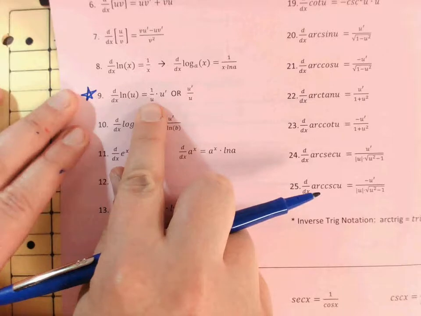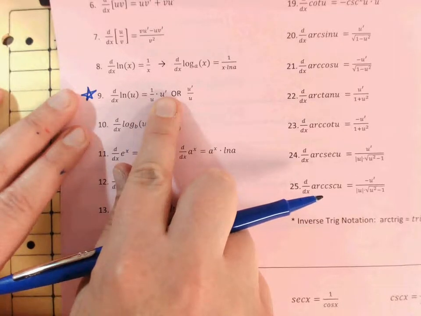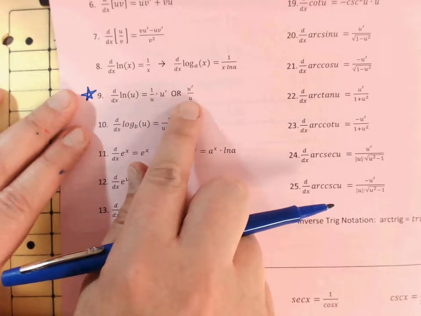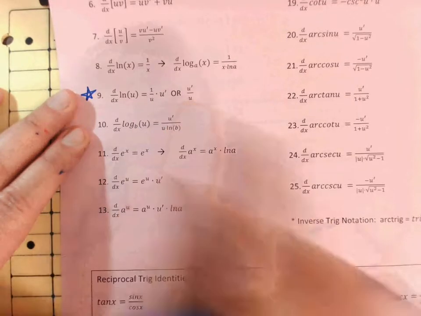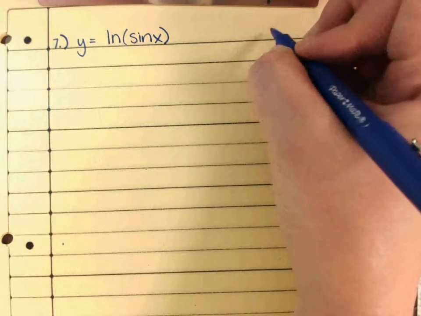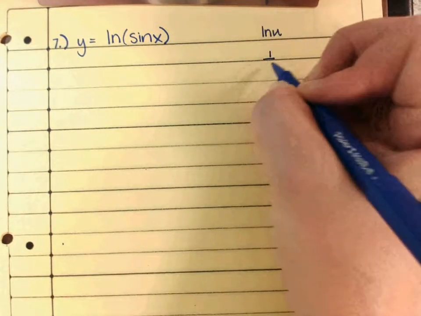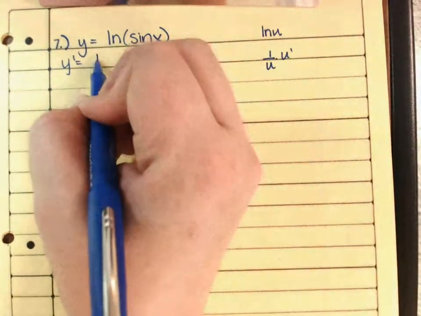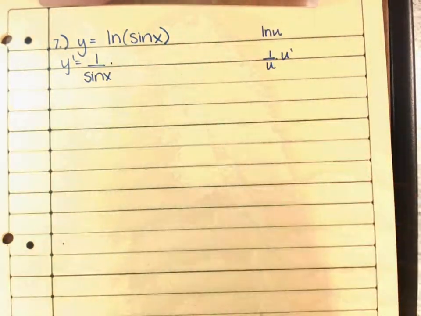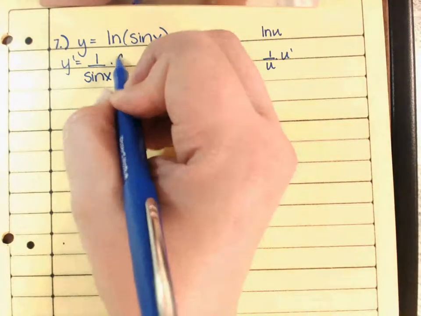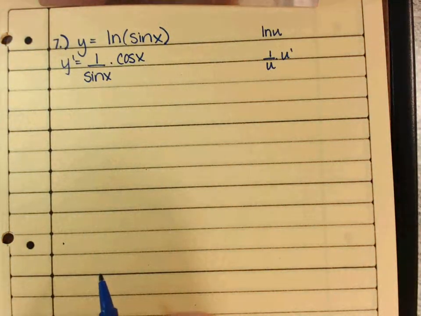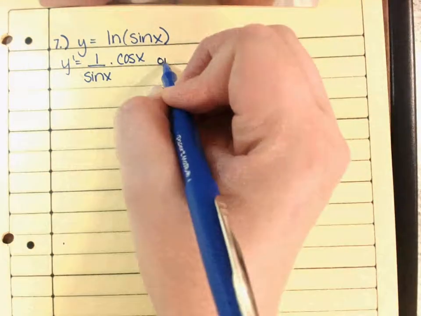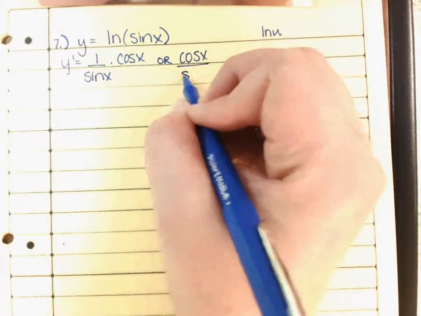What is it? 1 over u times u prime. Now, instead of writing it separate, you could also just put u prime over u. Are we comfortable with both of those? So let's use that rule here. The derivative of ln u is 1 over u times u prime. What's my u in ln sine x? What's the middle function? Sine x. So it'd be 1 over sine x times the derivative of sine x. What's the derivative of sine x? Cosine x. Or I could just put u prime over u and write it as cosine x over sine x.